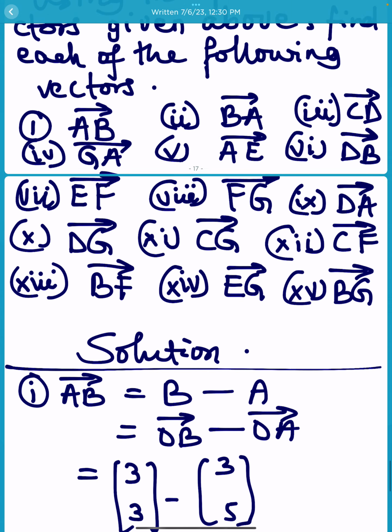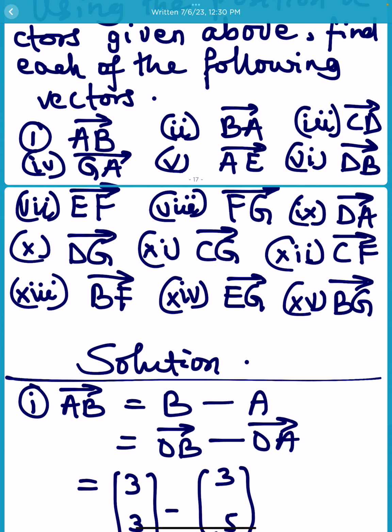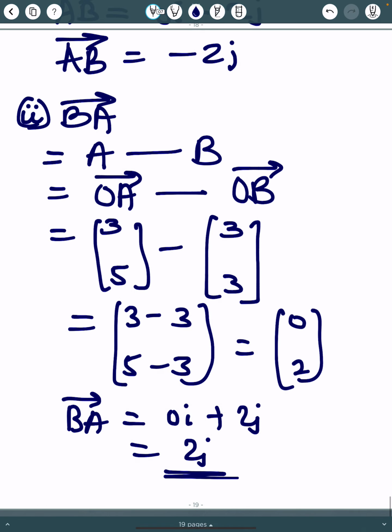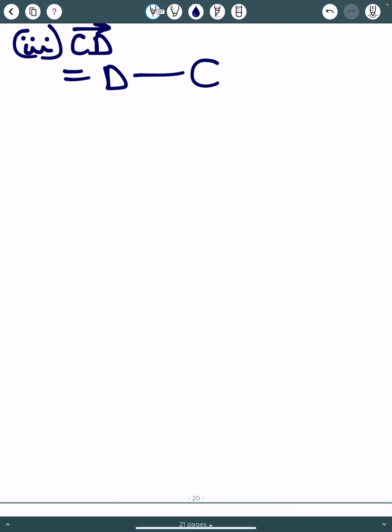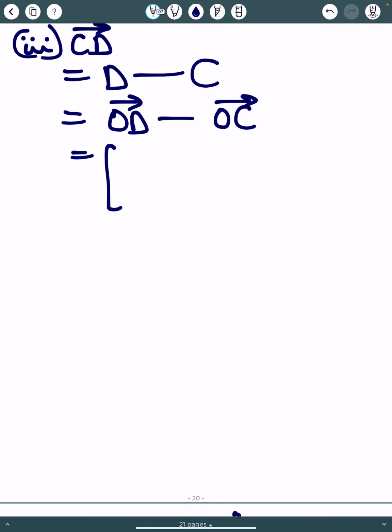Example 3. We have to find the relative vector CD. Vector CD is D minus C. The relative vector CD is the same thing as D minus C. That's the vector of D from C, or the vector from C to D. So we get it by doing D minus C. D minus C means vector OD minus OC. So I'll go ahead now and get the vector OD.